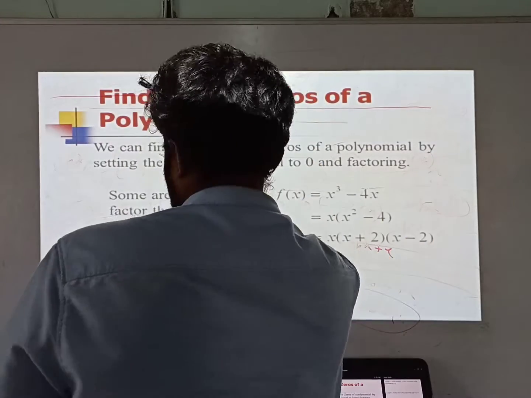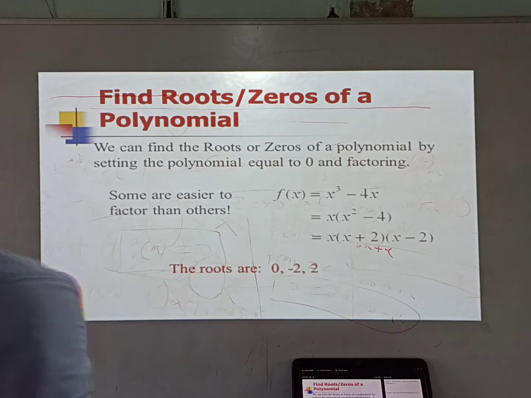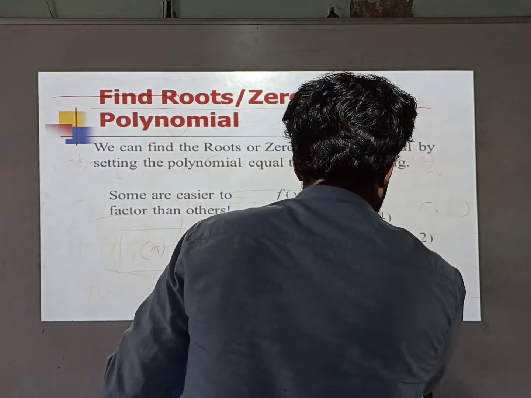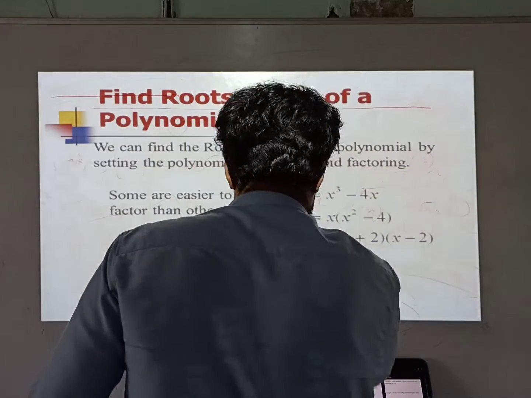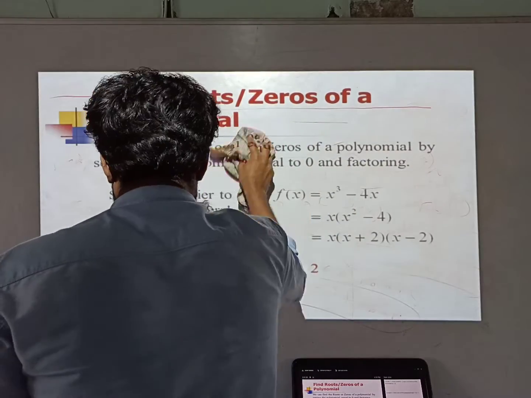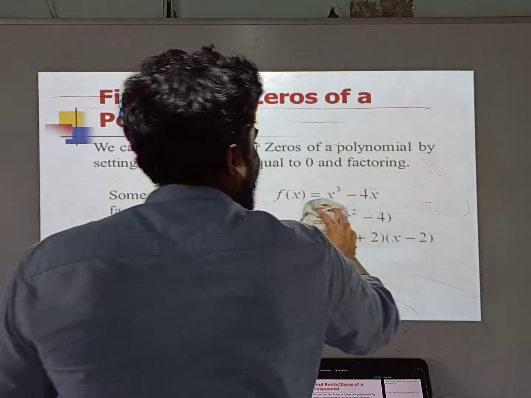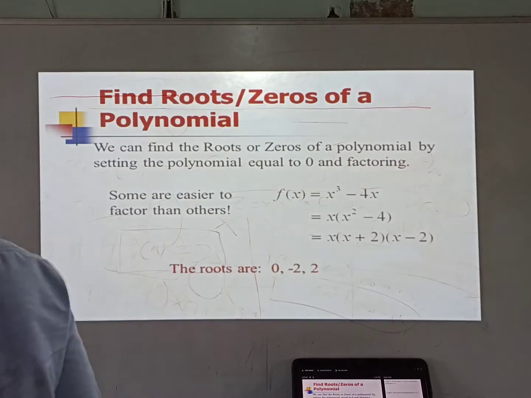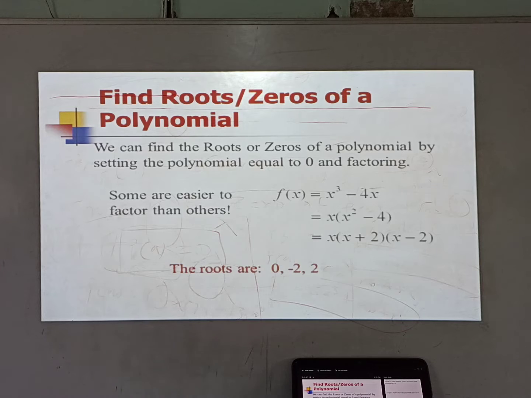I guess this is a permanent marker. Anyway, I will not use this red. I will use black right now. Okay, yeah, this is good. This is very easy to erase.